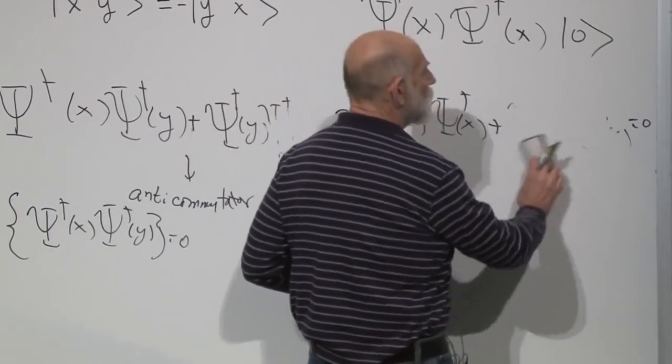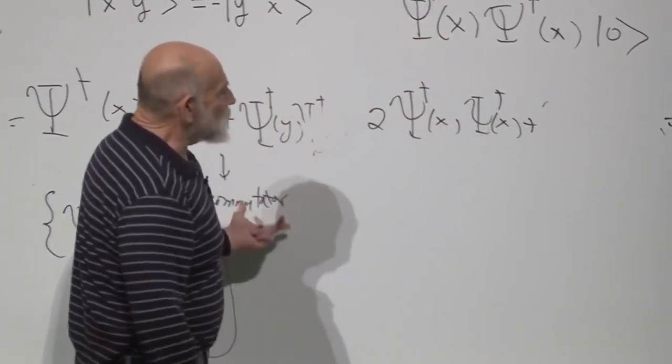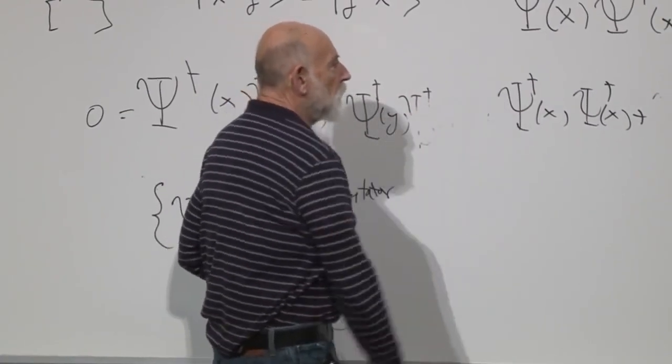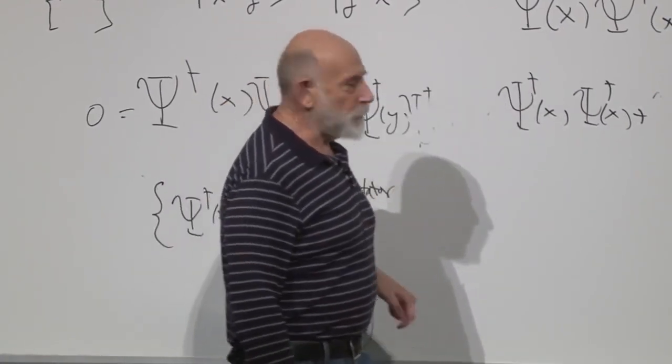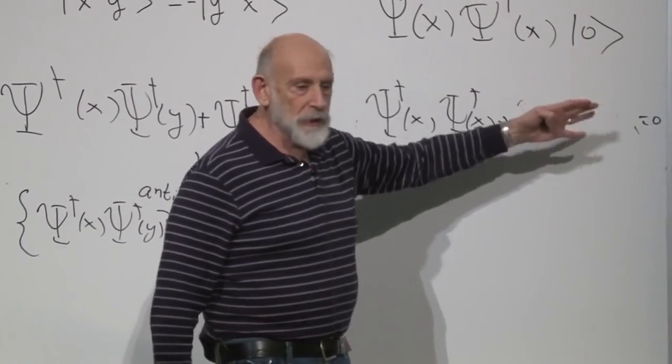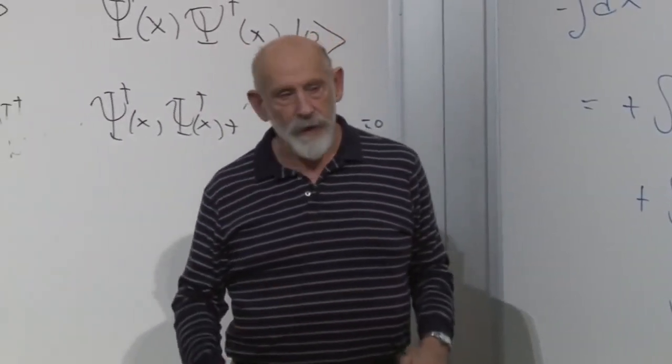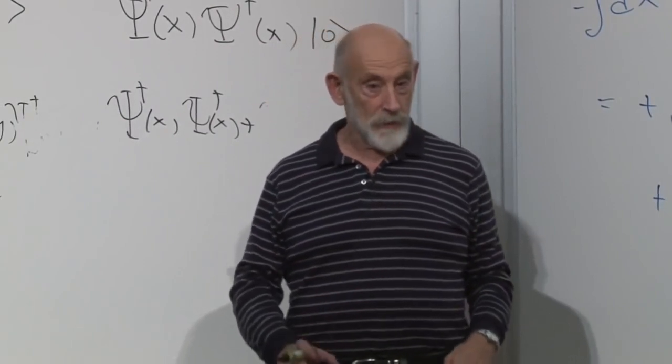And if twice something is equal to 0, the thing itself is equal to 0. So trying to put two particles into the same state always gives you 0. Anti-commutators give you fermions, which cannot go in the same state.